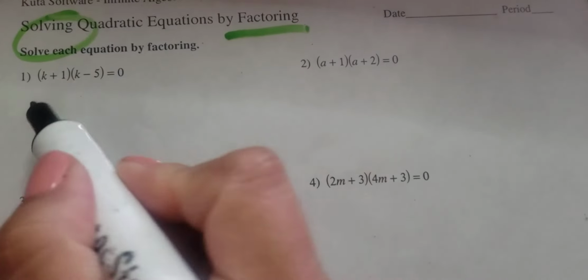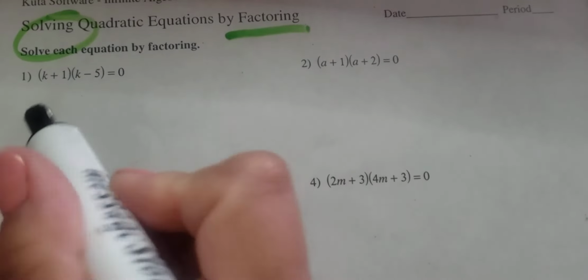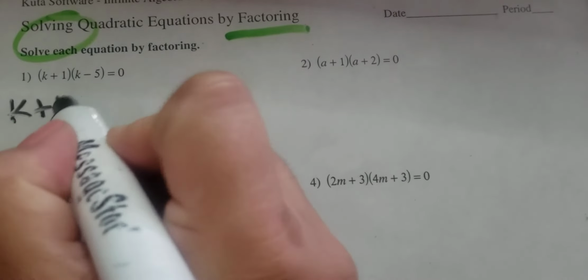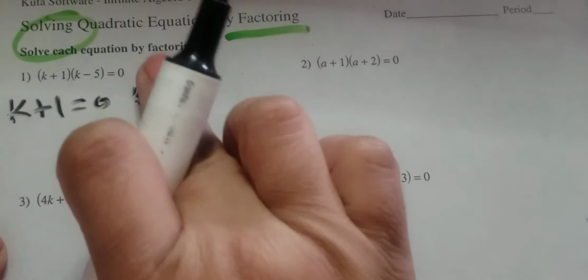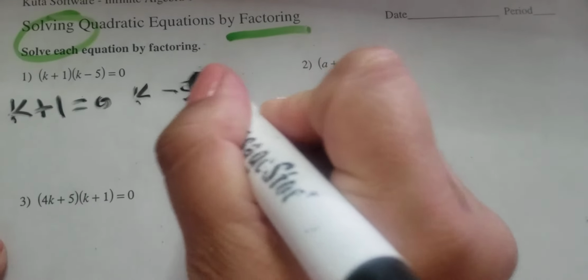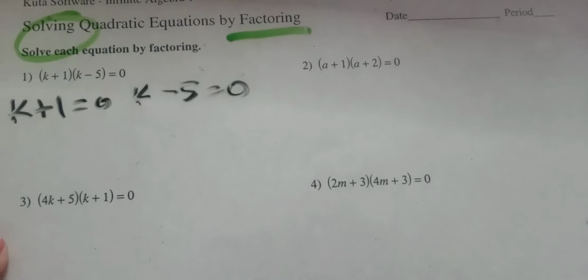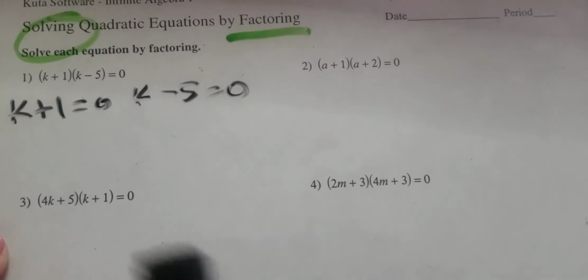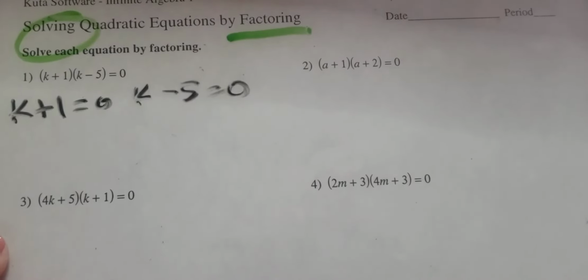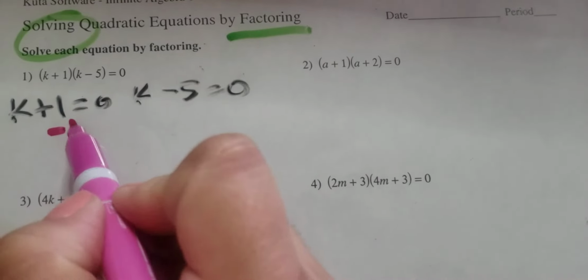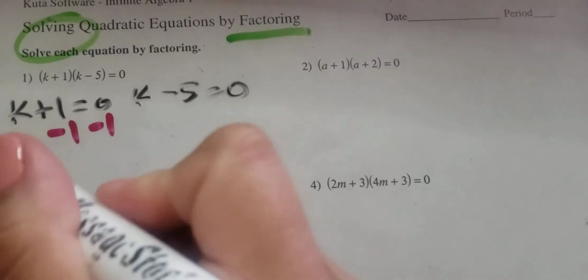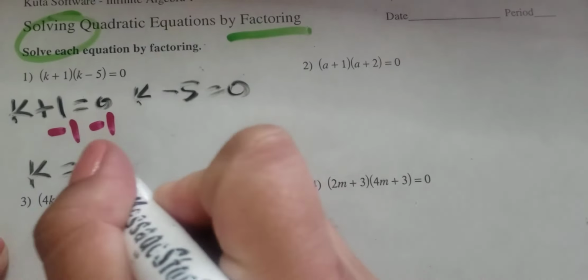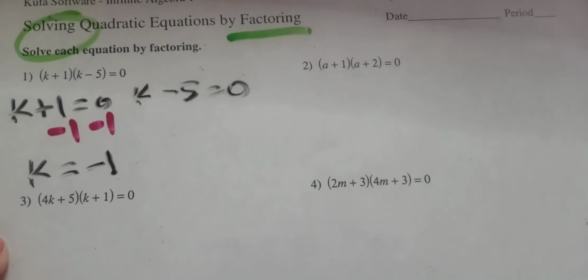What that means is you're going to be setting each one equal to 0, because either k plus 1 should equal 0 or k minus 5 should equal 0, or they both could be equal to 0. Okay, so you set them both equal to 0, and then you just solve for each one. So in the first one, all I have to do is solve for k by subtracting 1, and then I'm left with k equals -1. Okay, and that's one of my solutions.